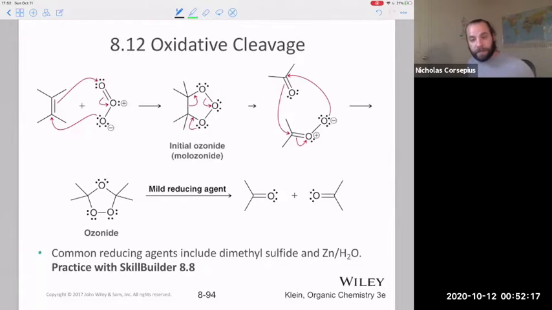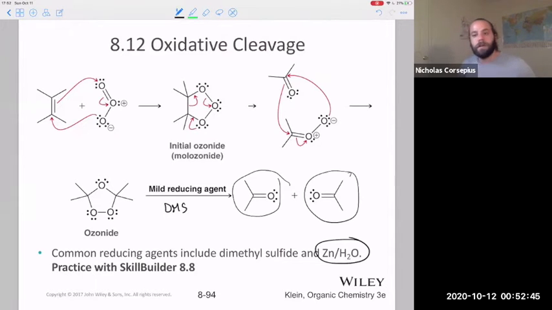And then the last step is treating it with dimethyl sulfide, which is playing the role of a reducing agent. So DMS. The other thing that you could also use would be zinc and water, also playing the role of a reducing agent. And that's what gets you to your cleaved products. So your reducing agent might be different, but the real dead giveaway is the presence of that O3, right? The ozone in the reaction is how you know it's going to be oxidative cleavage.